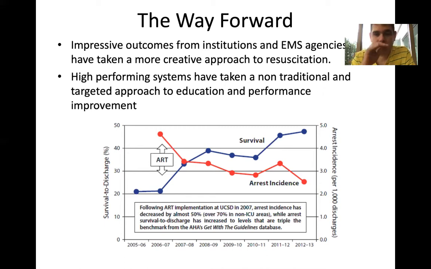And ART isn't just high performance CPR, it's more of a bundled kind of package which includes rapid response. So that's where we work on our outreach and our red zone activation. It involves high performance CPR, but it also involves good post-resuscitation care. That's something that we will be looking into as well. Things like TTM, neuroprognostication, good organ support, early revascularization where appropriate.